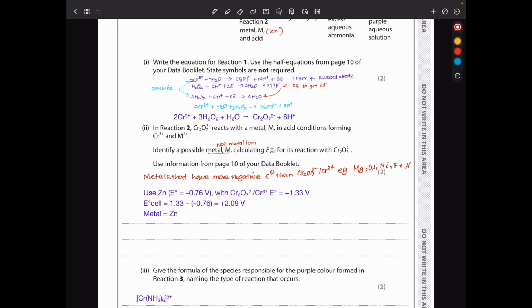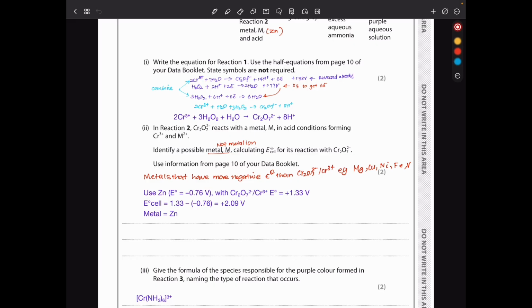Then they say in reaction 2, dichromate reacts with a metal M in acidic conditions, forming chromium 3 and M2+. Identify a possible metal M, calculating E theta cell for this reaction with dichromate 6. Again, they want us to use the data booklet on page 10. So when I looked at page 10, possible metals, you could find magnesium, copper, because all these had more negative electrode potentials in comparison to that of chromium. So it means they will be oxidized as dichromate 6 is reduced to chromium 3.